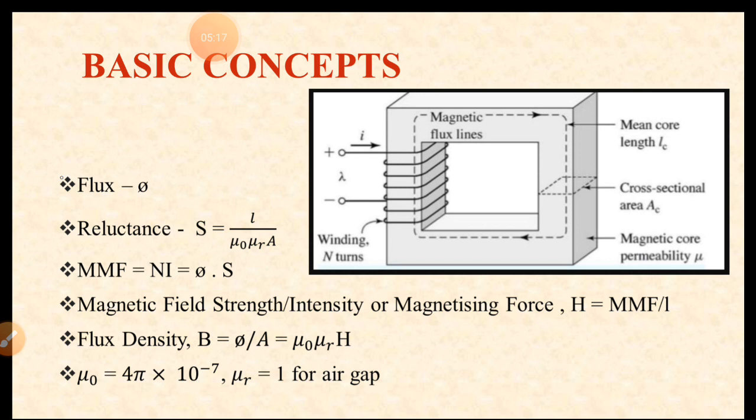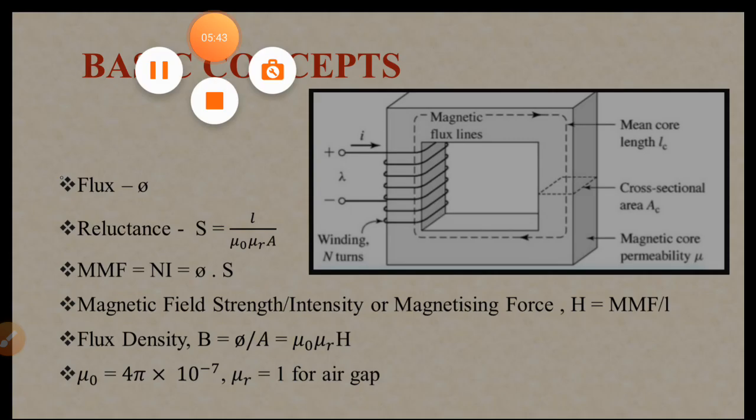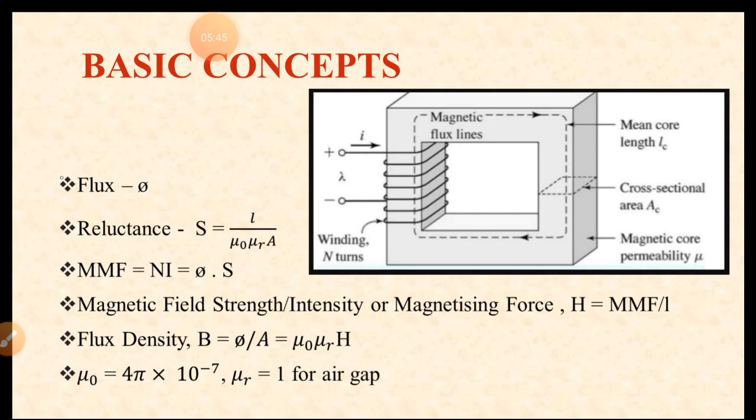And the flux density, that is usually denoted by the letter B, and is given as B equal to phi by A. That is flux density is flux per unit area, and B is also equal to mu 0 mu r into H. So these are the basic equations or basic terms that are required while we are doing the analysis of a magnetic circuit.